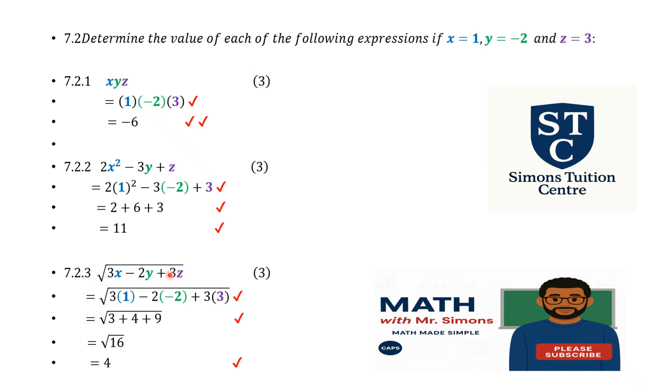7.2.3, we have square root of 3x minus 2y plus 3z. So again, x is 1, y is negative 2, and z equals 3. 3 times 1 is 3. Negative times negative gives me positive. 2 times 2 would give me 4. 3 times 3 would then give me 9. 9 plus 4 is 13. 13 plus 3 gives me 16. And the square root of 16 is 4. We assume we know 4 times 4 would give me 16. So again, 1 mark for correct substitution, 1 mark for correct multiplication, and then 1 mark for correct final answer.